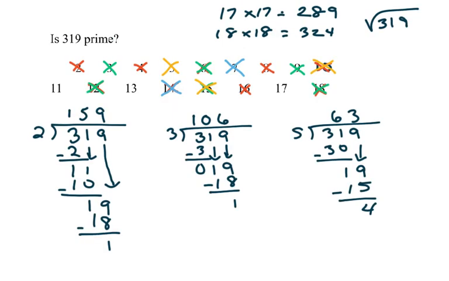And so, is 319 prime? The answer is no, because 319 divided by 11 is 29. Do we have to try the 13 and the 17? No, because once we answered the question that 319 is divisible by something in our list through the sieve of Eratosthenes, then we are finished with the problem.